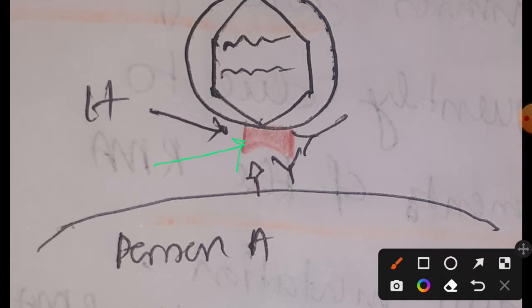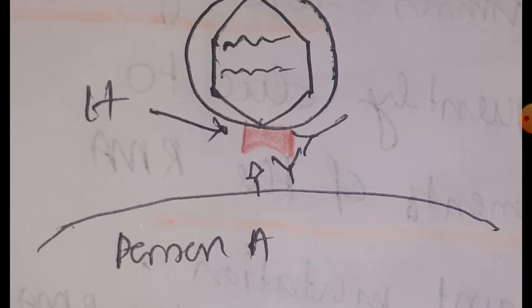Now when this influenza virus tries to enter the cell of person A, the antibodies produced by the immune system of person A inhibit its entry by preventing the interaction between hemagglutinin and the receptors. As a result, this influenza virus cannot infect person A.